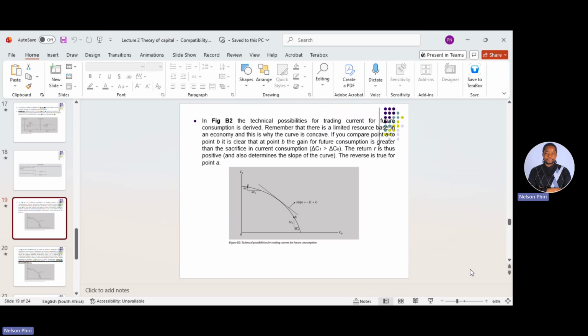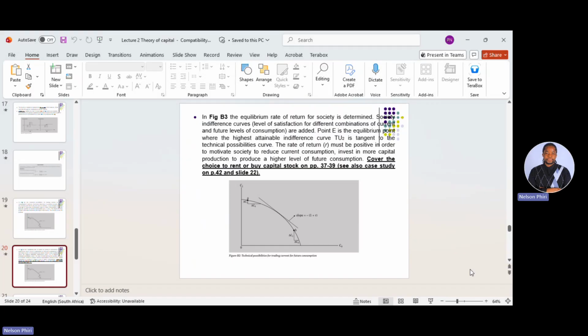So the rate of return is positive, and also the slope is positive. The opposite is true at point A. Change in C1 is less than the change in C0, which tells you that the slope is negative at that particular point.